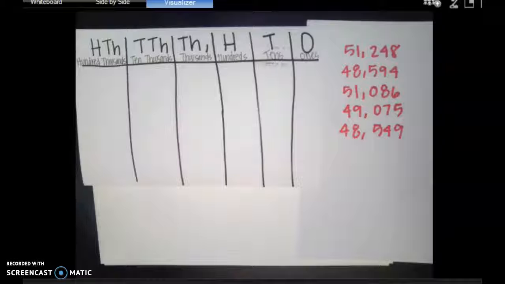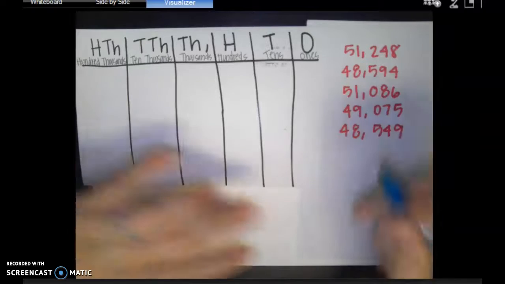All right, in this video, we are going to practice ordering numbers. That means putting them in a specific order, either greatest to least or least to greatest. And for this one, we're going to go greatest to least.